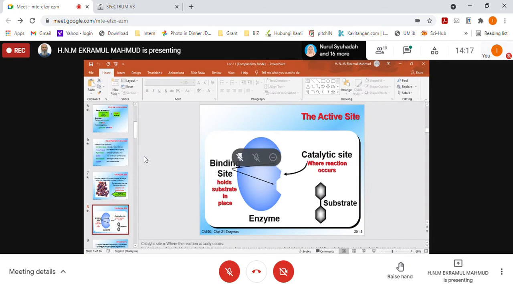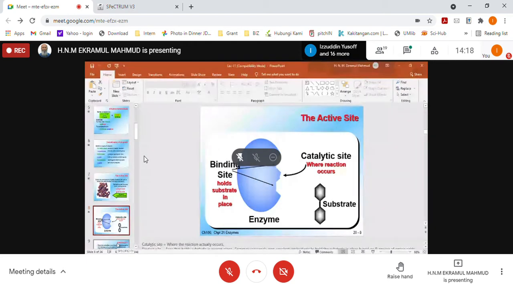Like any key, if we have a lock with this type of arrangement, we need a key that will fit this structure. So this is very specific, which means a substance of different structure will not be able to bind to these sites. These are the binding sites, and this is the catalytic site where the reaction occurs. The enzyme holds the substrate in these two places, and after that the catalytic reaction occurs at this site. So this is the total enzyme and the substrate, which fit together and work.